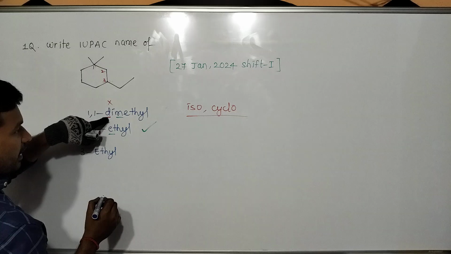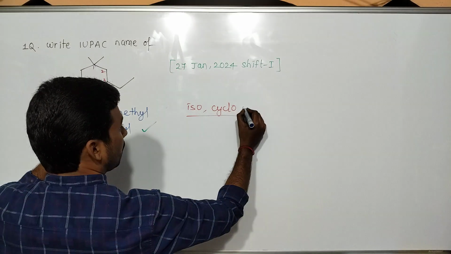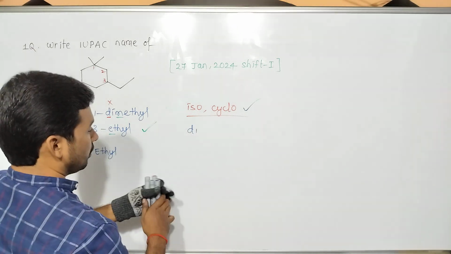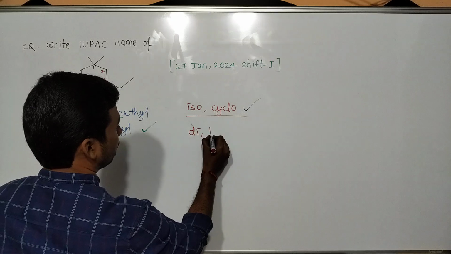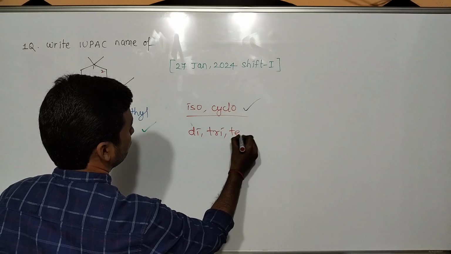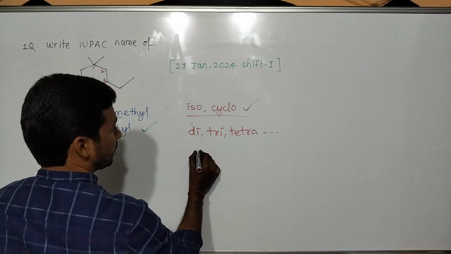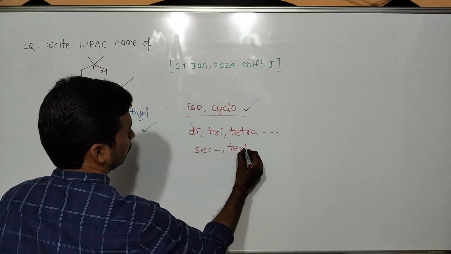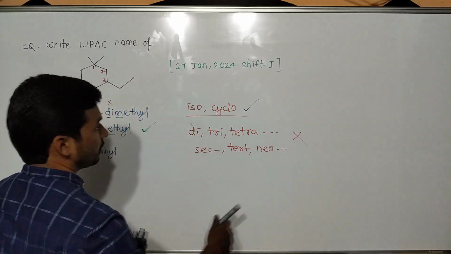So do not compare with D. D is not considerable. Only iso and cyclo are considerable. Di, tri, tetra, etc. and secondary, tertiary, neo are not considerable.